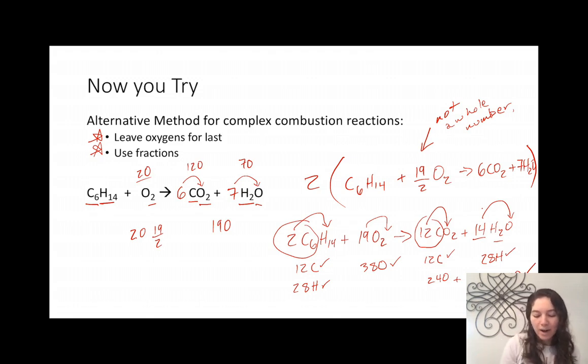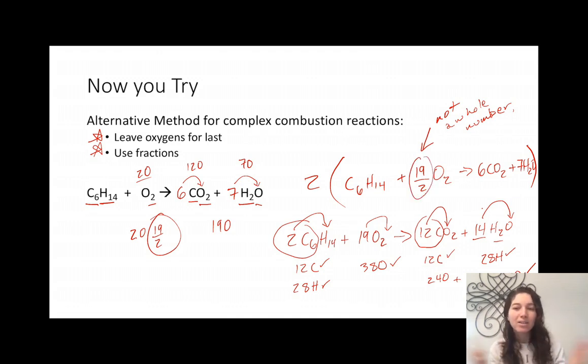So you can use this fraction method here in order to get yourself to these numbers, because if you guess and check, you're going to likely be going back and forth a lot. These are really high numbers, 19, 12, 14. Normally these are a lot lower, down to like 2, 3. At most you might see 4 or 5 as coefficients before molecules, but these combustion reactions can get really big. So more practice with this will help you.